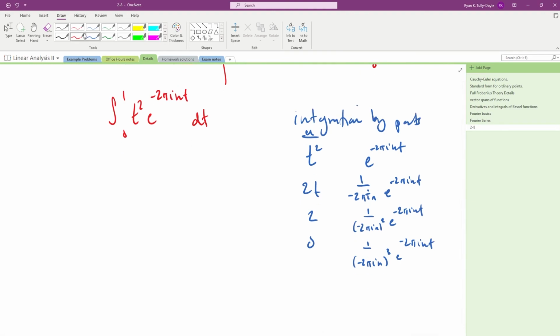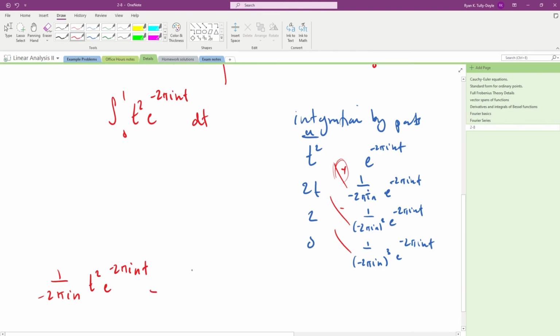And the way that this works is when you're doing integration by parts with the table method, you just multiply across. And so this integral is going to turn into 1 over minus 2 pi i n t squared e to the minus 2 pi i n t. That's these two functions multiplied together. And then I subtract the next two, so minus 2t over minus 2 pi i n squared e to the minus 2 pi i n t. And then finally, I'm going to add these two together. And I'm going to get 2 over minus 2 pi i n to the third e to the minus 2 pi i n t, all evaluated from 0 to 1.